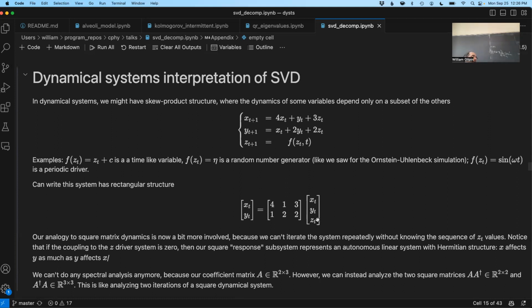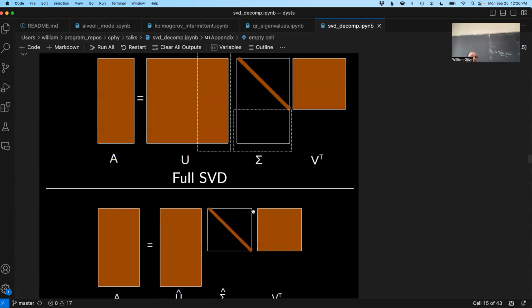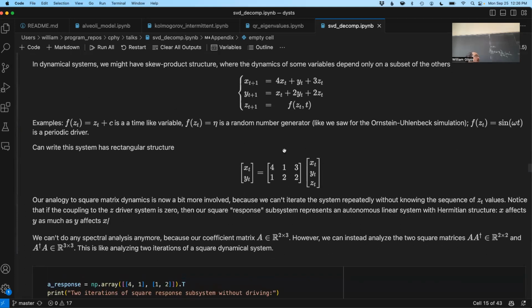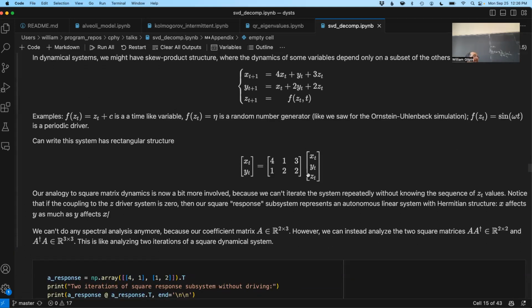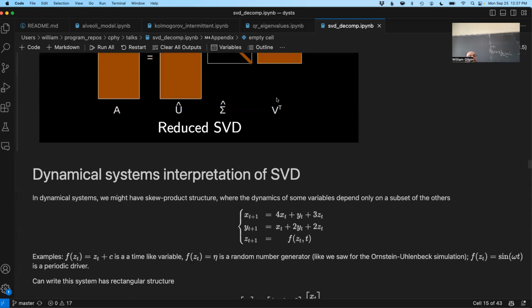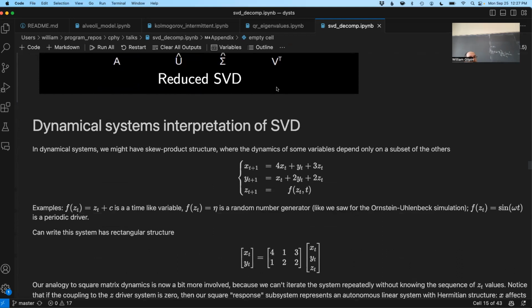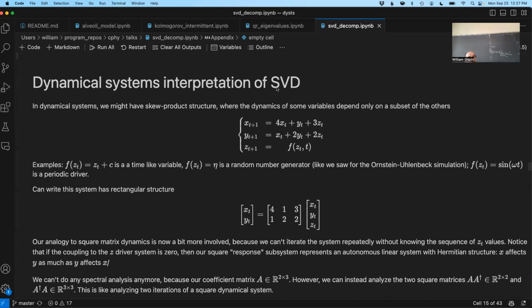So I can interpret non-square matrices as requiring information about external variables to update my dynamical state, which gives me some idea as to why I end up truncating so many zeros, because some information doesn't propagate through. x and y need to know about z, but z doesn't need to know about x and y. So I end up with a bunch of zeros in the expansion when I write this out as a series of equations.